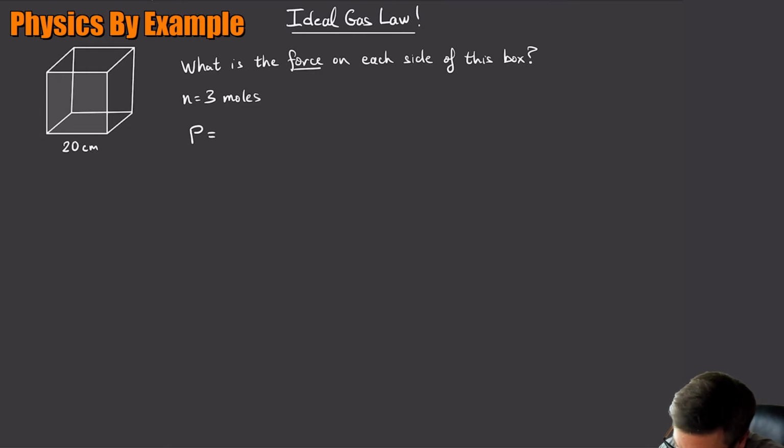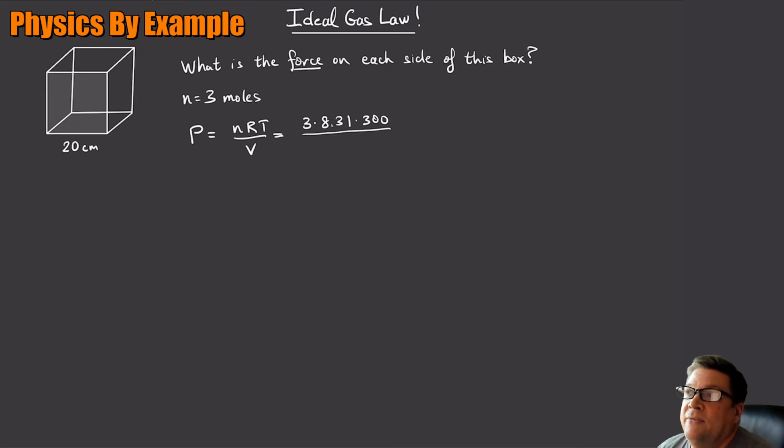The pressure is just going to be nRT divided by V. The number of moles is 3, so it's 3 times 8.31 times the temperature, which is 300. The volume of the box is in cubic meters, so 20 centimeters is 0.2 meters, cubed.